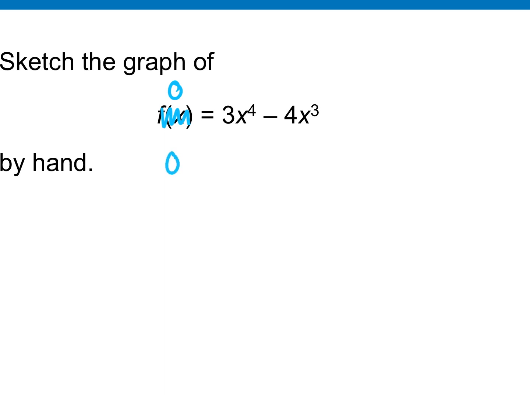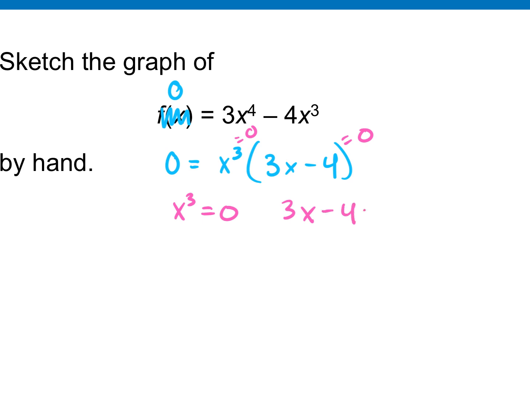Awesome. We want to take out our GCF, so that would be x cubed. When we take out an x cubed, we're left with 3x minus 4. So now we've factored this as much as we can. We're going to set each piece equal to 0. So x to the third power equals 0, and 3x minus 4 equals 0.